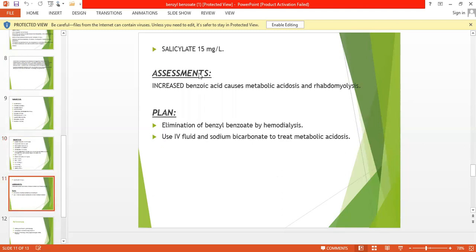Okay, so assessment. Increased benzoic acid causes metabolic acidosis and rhabdomyolysis.